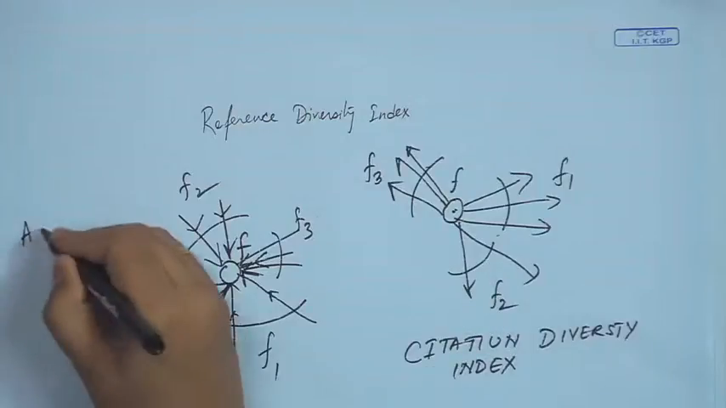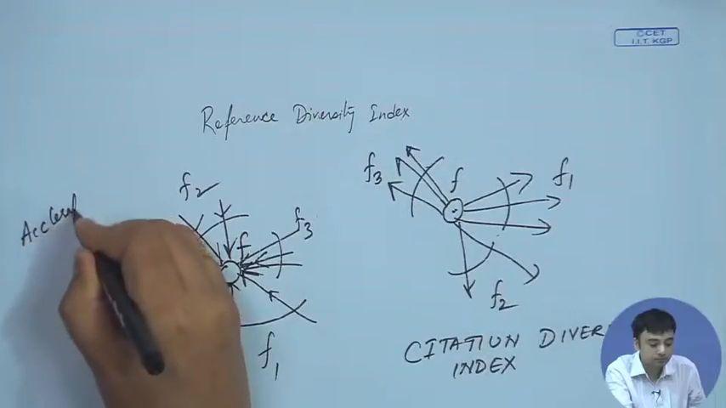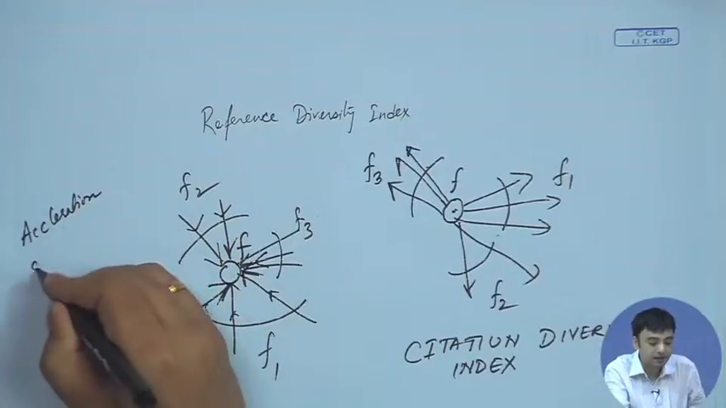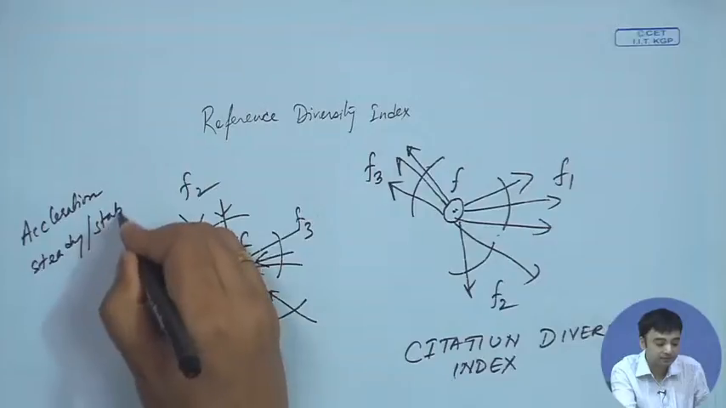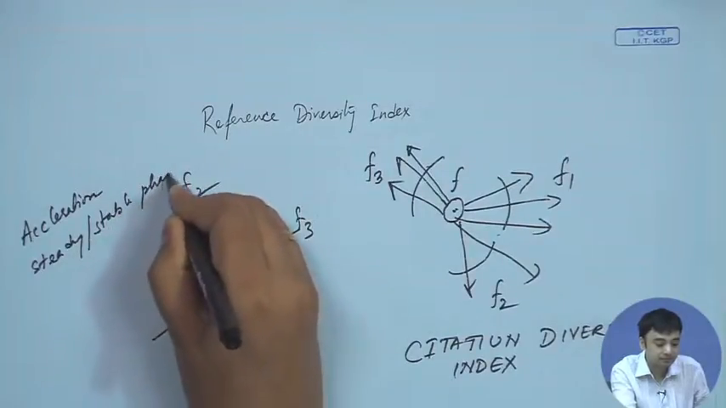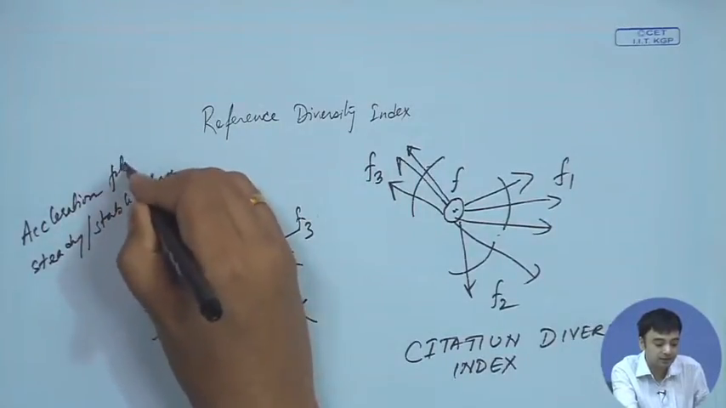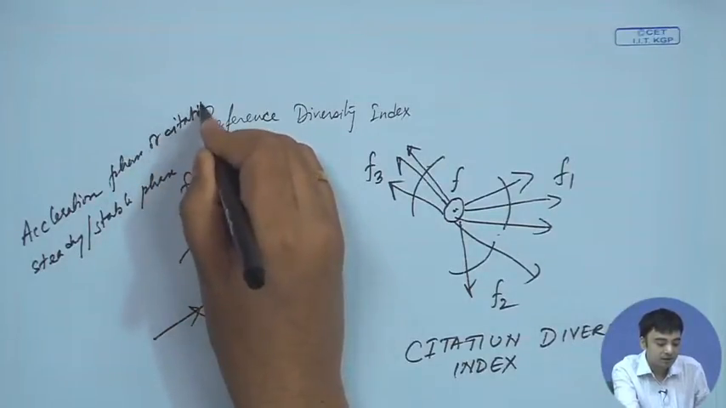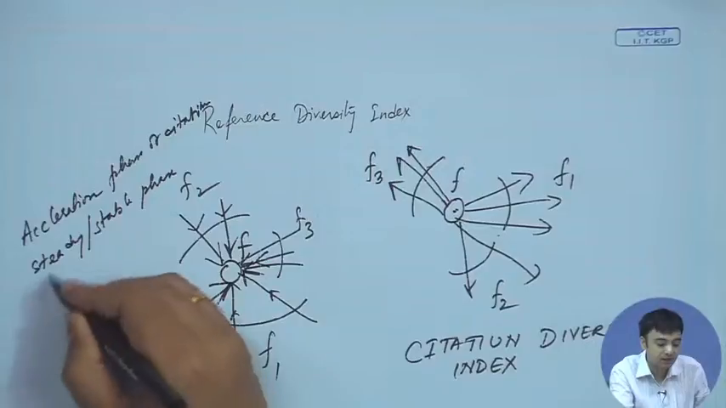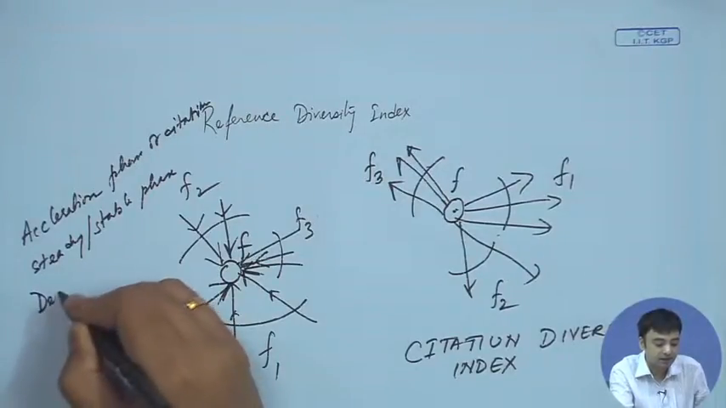So there is an acceleration phase of citations, then there is a stable phase of citations, and then there is a decay phase.